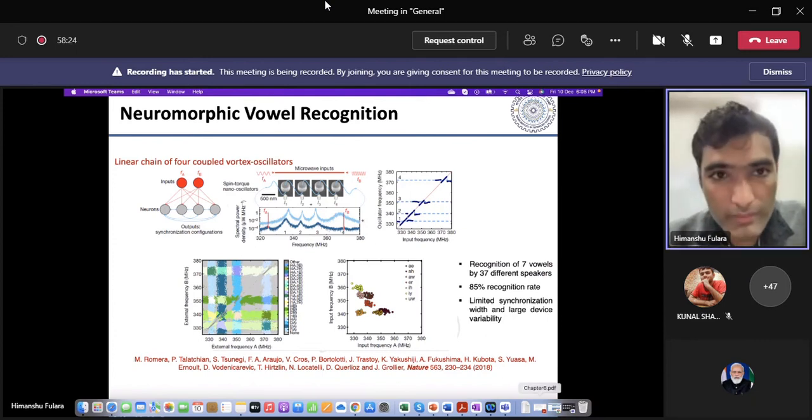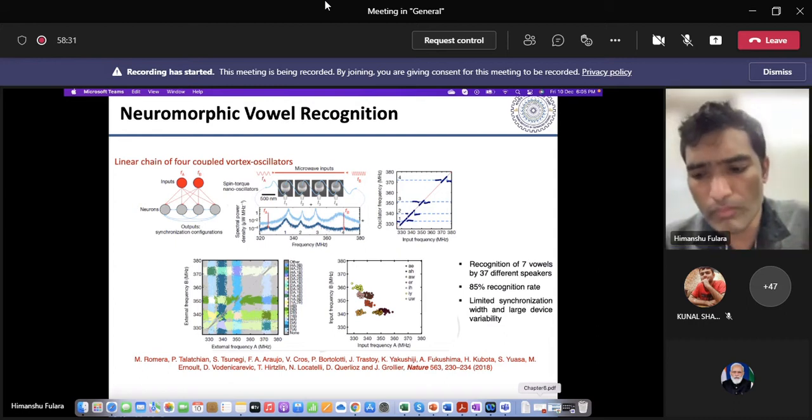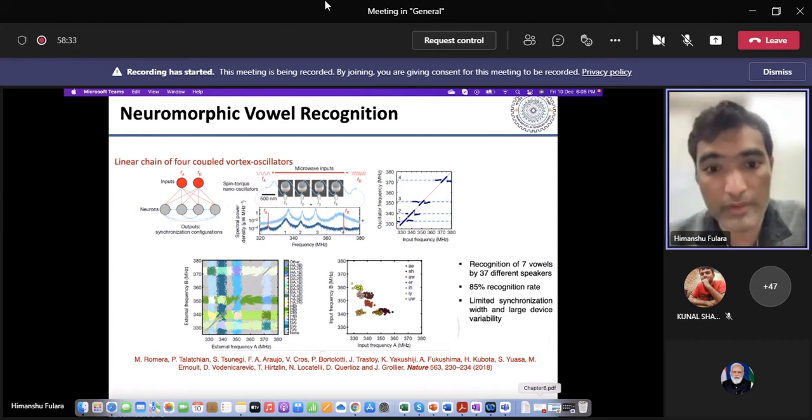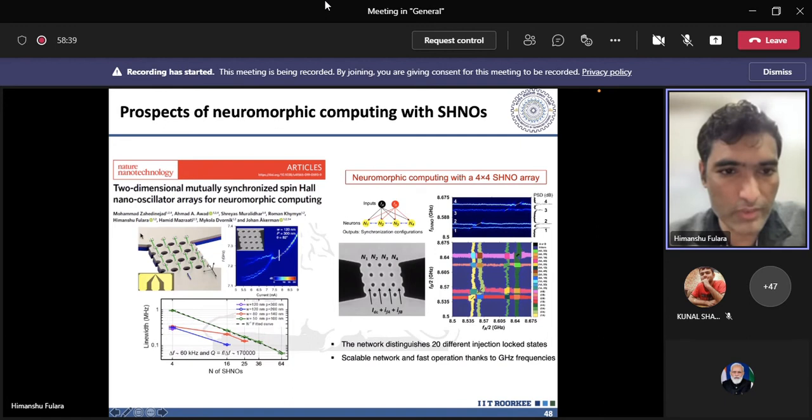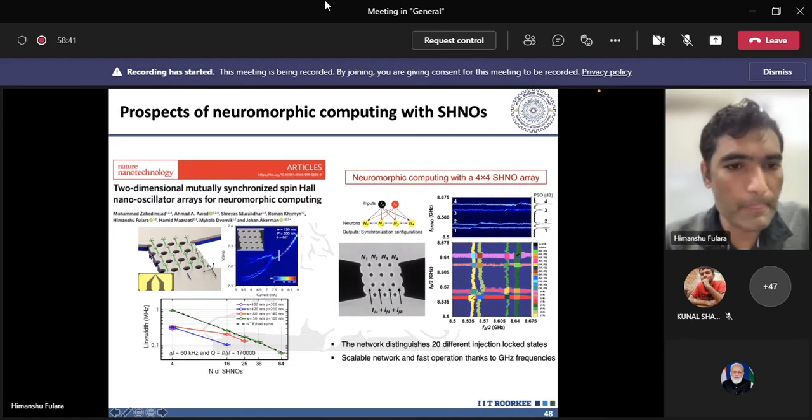So we also followed this work, with the idea that our oscillators are operational at gigahertz frequency. We did exactly the same thing with our own oscillator geometry. So here is our experiment. We use this type of array.